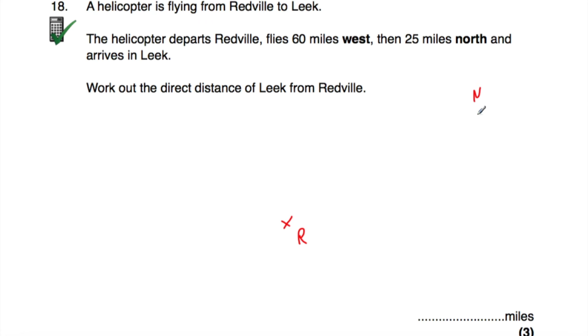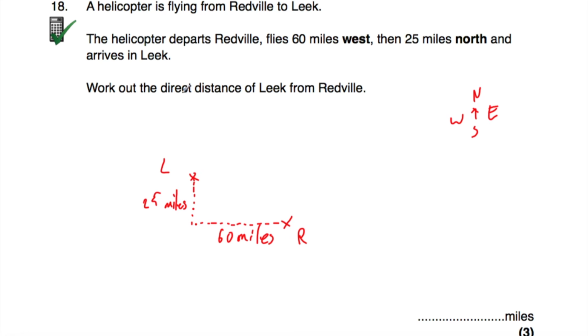So if we call this north, east, south, and west, and we let that be north, west is going to be to the left here. So we're going to go 60 miles west. So that way. So let's go 60 miles straight west. So 60 miles. And then the helicopter flies 25 miles north. So it flies 25 miles north and it arrives in Leek. So that means that Leek is here, L, and it flies 25 miles north. So the helicopter leaves Redville, goes 60 miles west, 25 miles north, and it arrives at Leek.